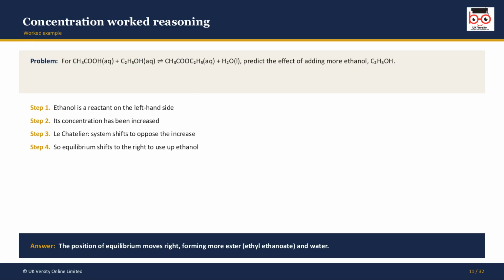Let's reason one through. For the reaction of ethanoic acid with ethanol, which is in equilibrium with the ester ethyl ethanoate and water, what happens if we add more ethanol? Ethanol is a reactant on the left, and we've raised its concentration. So by Le Chatelier, the system shifts to oppose that increase. That means the equilibrium moves to the right, using up the added ethanol and forming more ester and water.